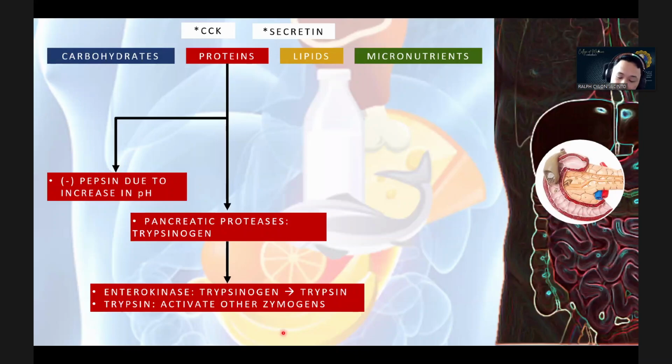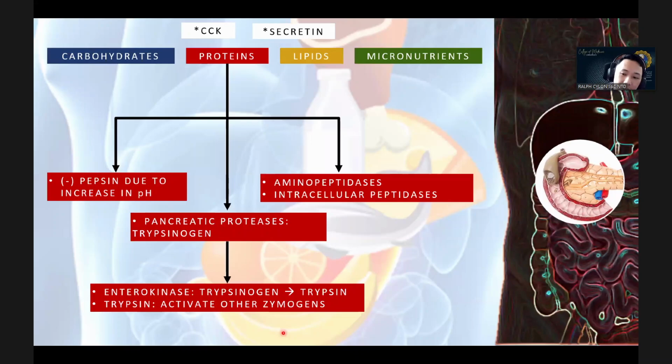Trypsin, on the other hand, will activate your other zymogens. So it can activate itself, trypsinogen, what else? Your proelastase, your procarboxypeptidase, chymotrypsinogen. All of those will be activated.